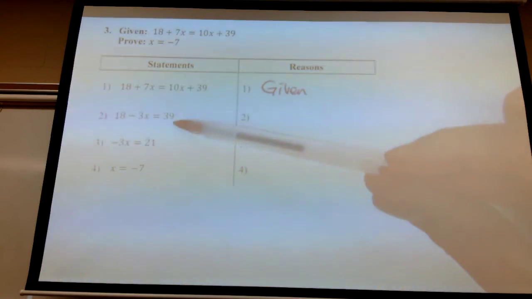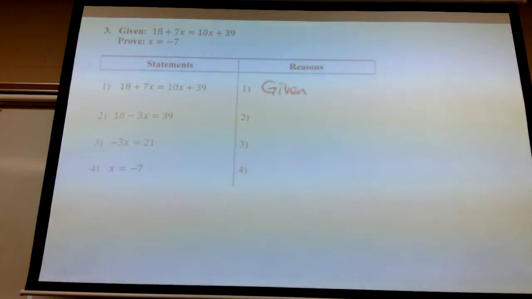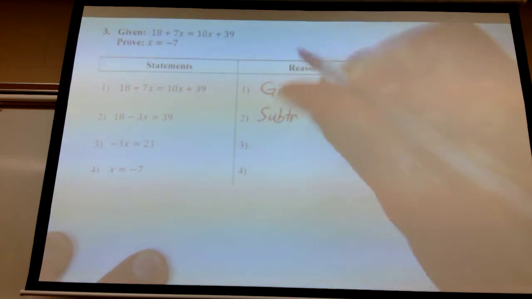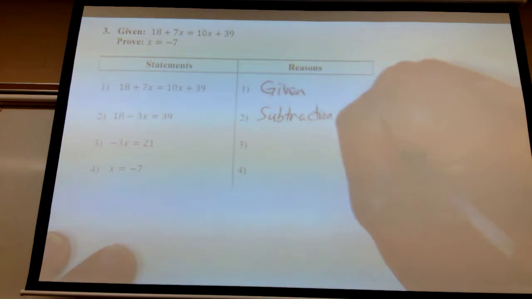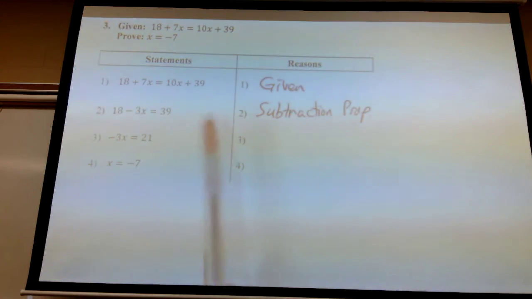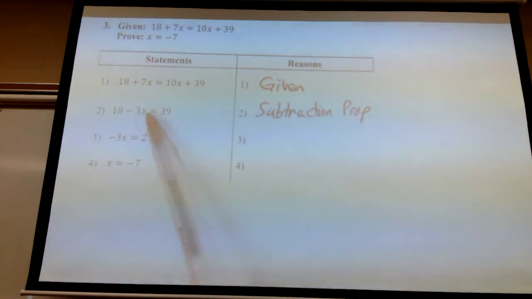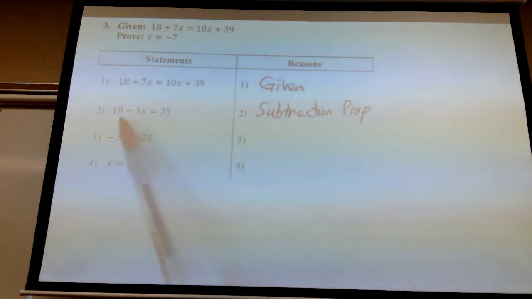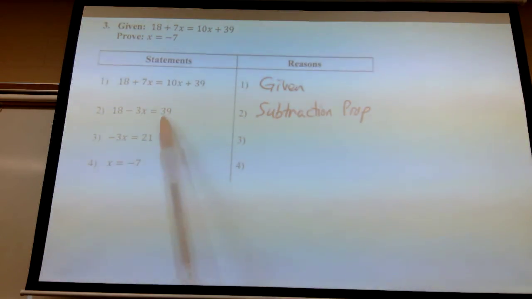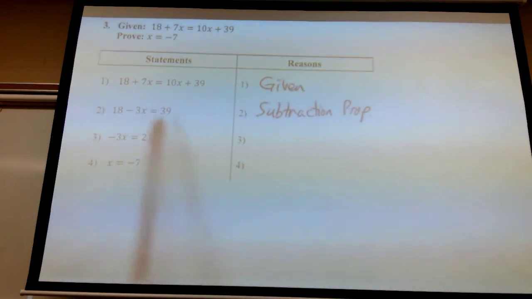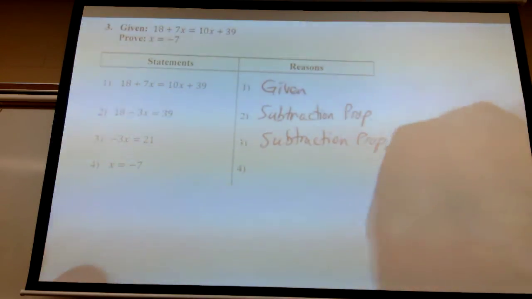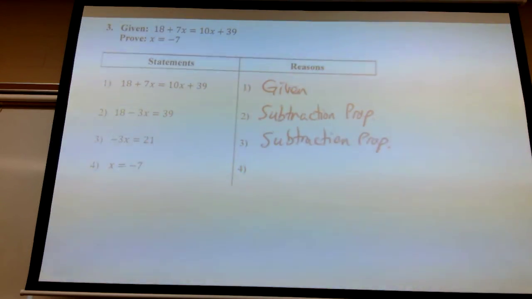Subtracting 10x gets rid of it on the right. 7x minus 10x gives you negative 3x on the left. So once again, subtraction property allows you to subtract 10x from both sides. Subtraction property would be step 2. Step 3, if you look at step 2 to step 3, the negative 3x remains on the left-hand side, the 18 is gone. And then on the right-hand side, our 39 became a 21. To get from step 2 to step 3, we subtracted 18 from both sides. Again, subtraction property allows you to subtract the same thing from both sides of the equation. We get the subtraction property twice in a row there.